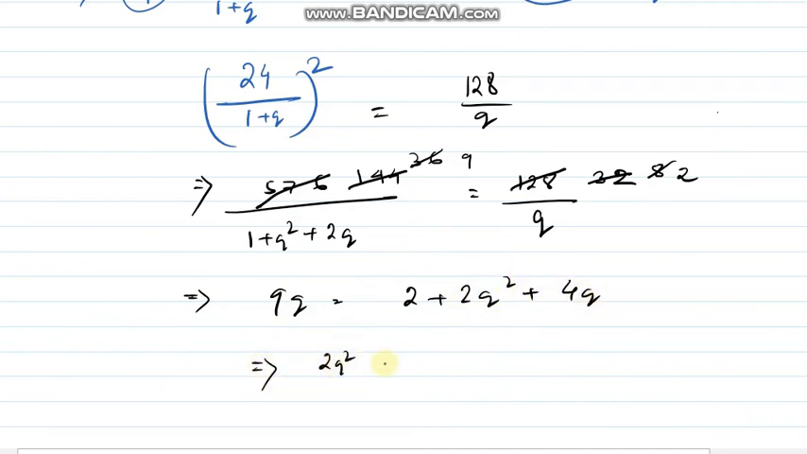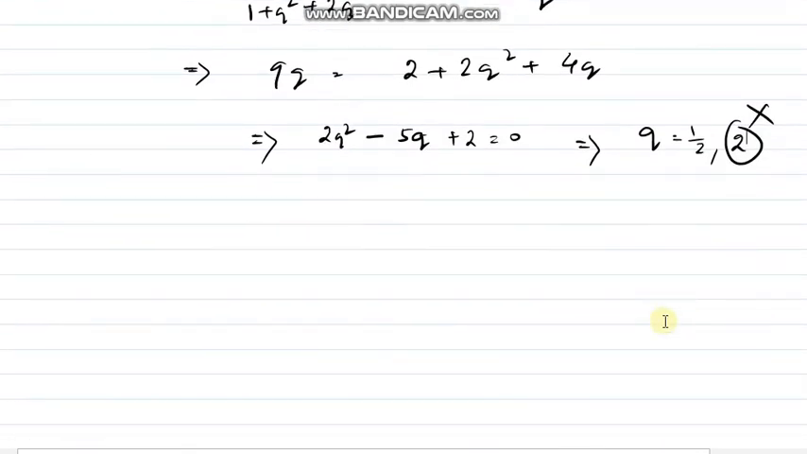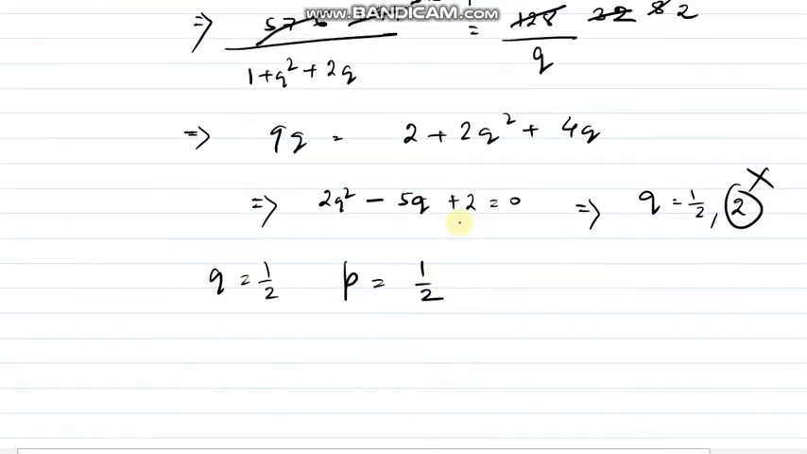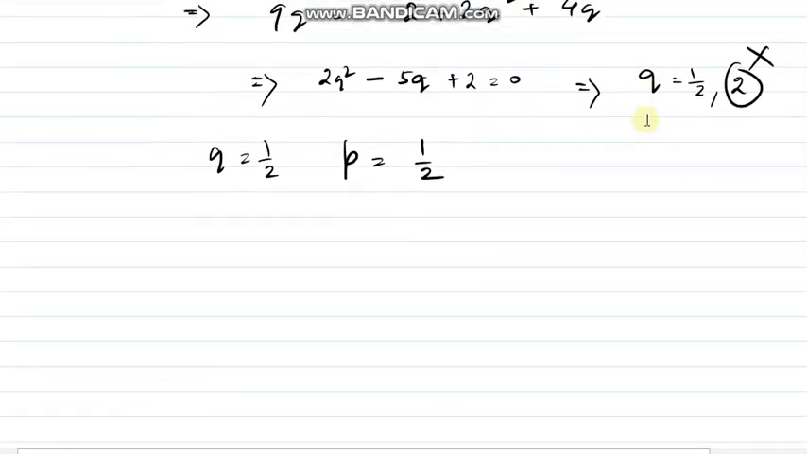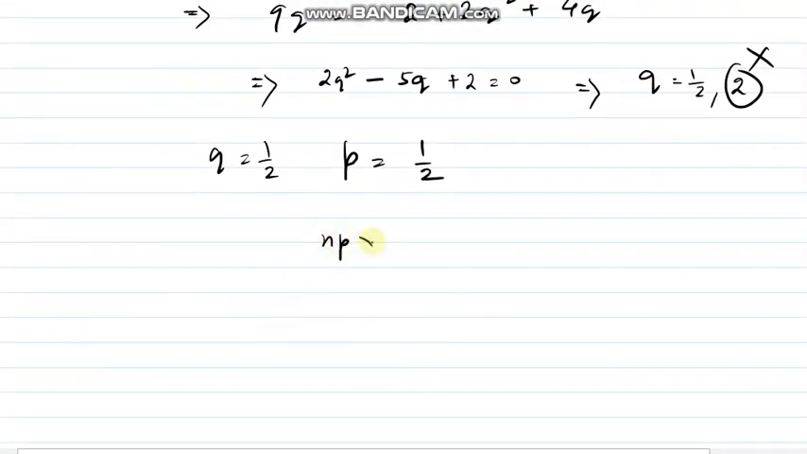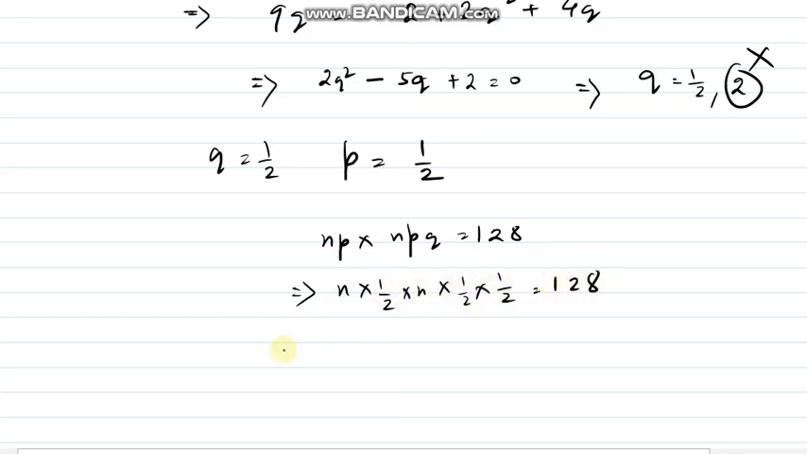So 2q square minus 5q plus 2 equals 0. If you do the middle term split, you will get q equals 1 by 2 and 2, but 2 is not possible, as the values of p and q should be between 0 and 1. So q equals half means p will also be half, and we know the product 128. From there, np into npq equals 128, that is n into half into n into half into half equals 128.